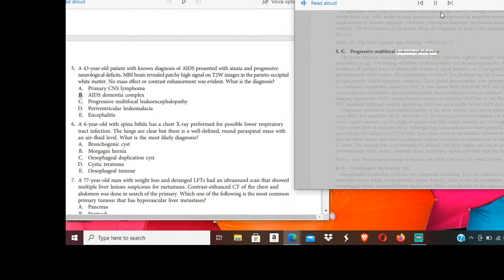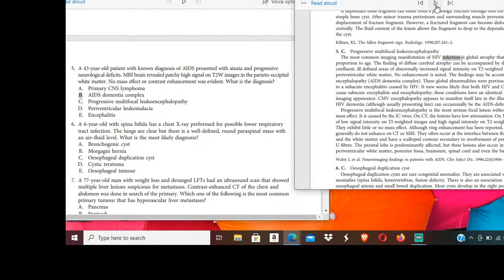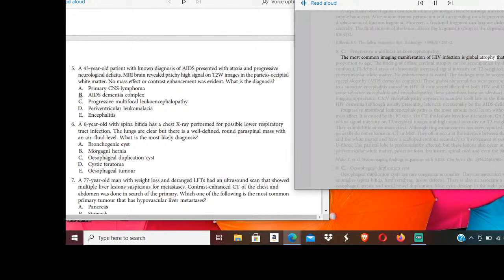5c. Progressive multifocal leukoencephalopathy. The most common imaging manifestation of HIV infection is global atrophy that is out of proportion to age. The finding of diffuse cerebral atrophy can be accompanied by diffuse, confluent, ill-defined areas of abnormally increased signal intensity on T2-weighted MRI of the periventricular white matter. No enhancement is noted. The findings may be accompanied by encephalopathy, AIDS dementia complex. These global abnormalities were previously attributed to a subacute encephalitis caused by HIV. It now seems likely that both HIV and CMV can cause subacute encephalitis and encephalopathy. These conditions have an identical nonspecific imaging appearance.